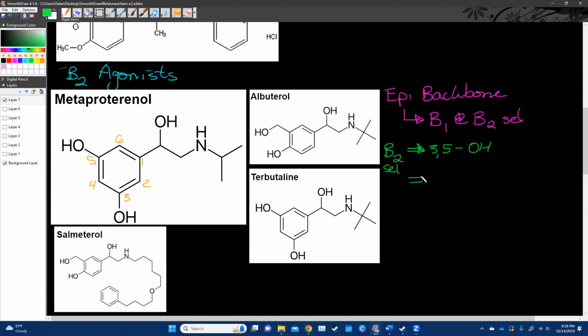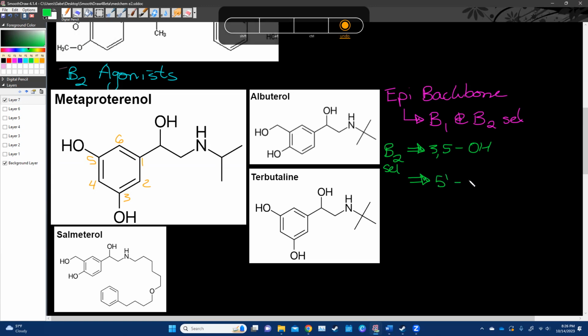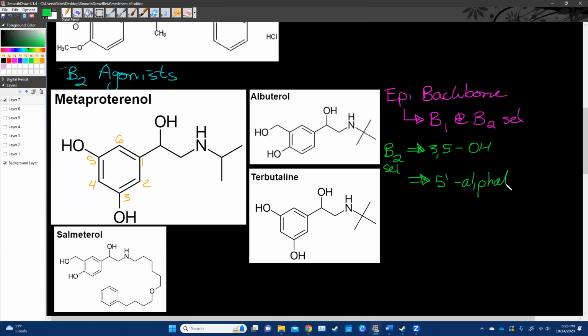The other possibility is that we have what's called a 5th position aliphatic OH, which is what's specifically going on in albuterol, in salmeterol, formoterol, all your ederols, all that sort of stuff. So whether you're a 3,5 hydroxyl or you're a 5 aliphatic hydroxyl, the effect is the same. We space out the OHs and it drives us more towards beta 2 selectivity.